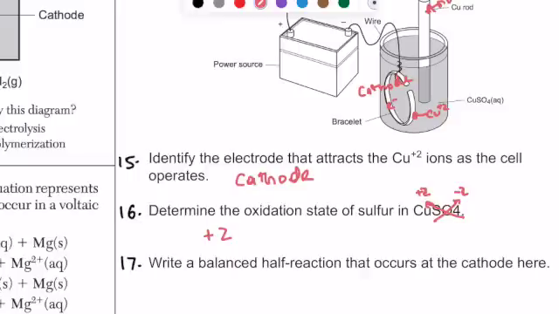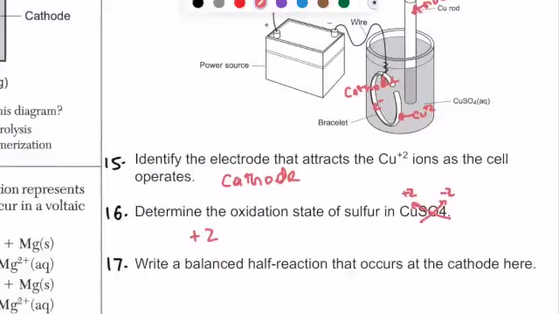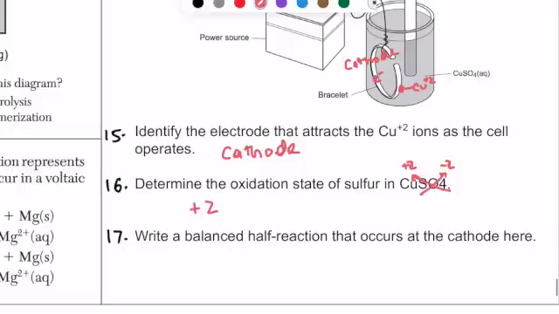Write a balanced half reaction that occurs at the cathode here. Remember, we do not need to worry about what the bracelet is made of, because nothing's happening to that material. Copper is getting oxidized at the anode and it's getting reduced at the cathode. So we'll just write the equation for the reduction of copper. Reduction means something is gaining electrons. So we have copper ions gaining the electrons at the cathode, and converting into copper metal, which is getting deposited on the bracelet.